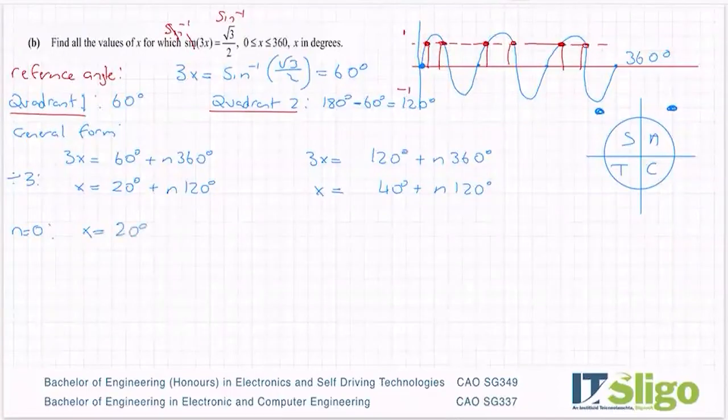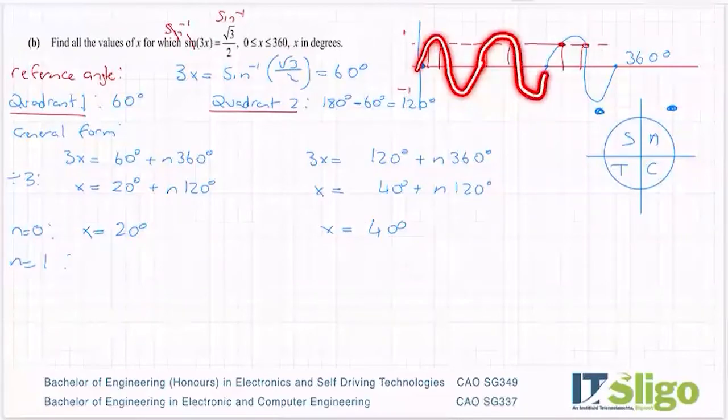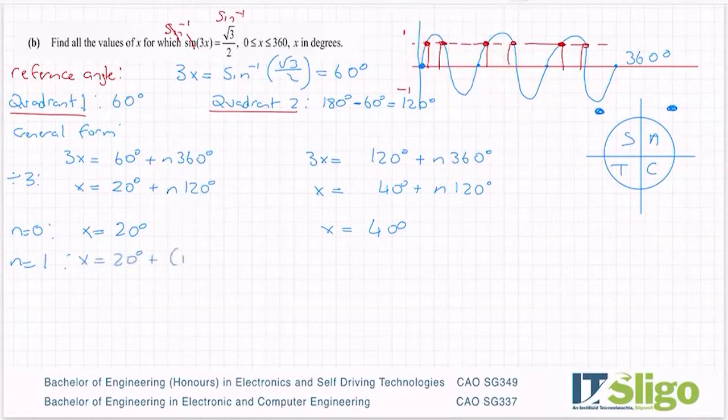So n is 0, which means this goes to 0, and the same here. This goes to 0. Let's do one full rotation and then start again. Now we're finding the two angles in the second one. So x is equal to 20 degrees plus 1 times 120. We've one rotation done, and now we're into the second one, so that's equal to 140 degrees. And in this one, it's 40 degrees plus one rotation done, 160 degrees.